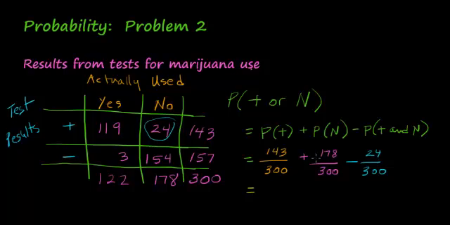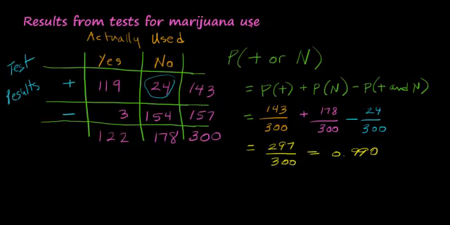So when we add 143 plus 178 and then subtract 24, our numerator is 297 over 300, which if written as a decimal we would round to 3 decimal places. We would get 0.990.